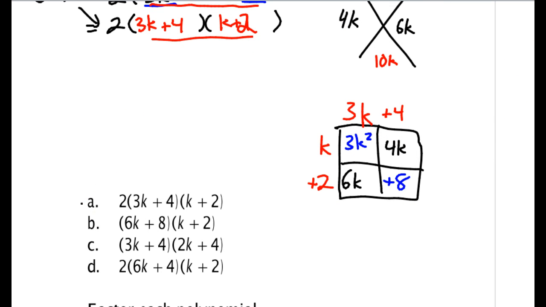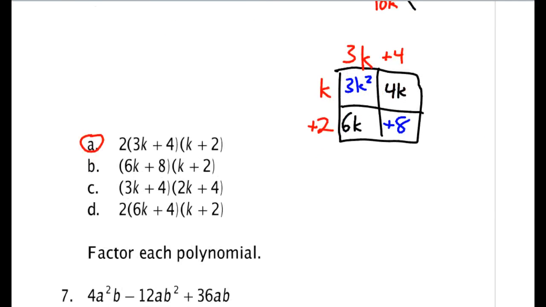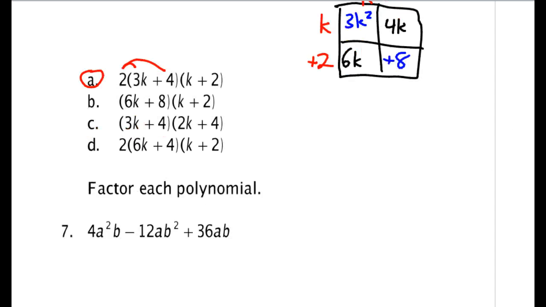If you didn't do the GCF, you probably got answer B. So notice if you multiply this back in, you can end up with 6k plus 8. So you got to get that GCF out.